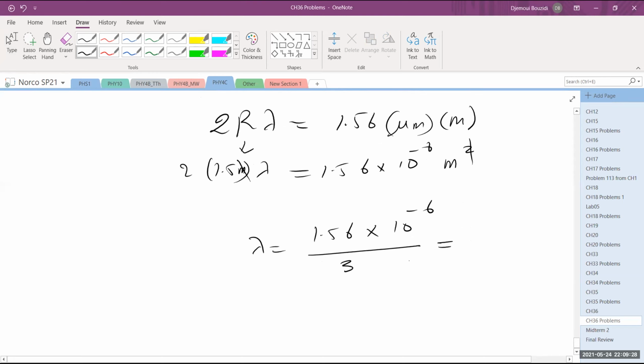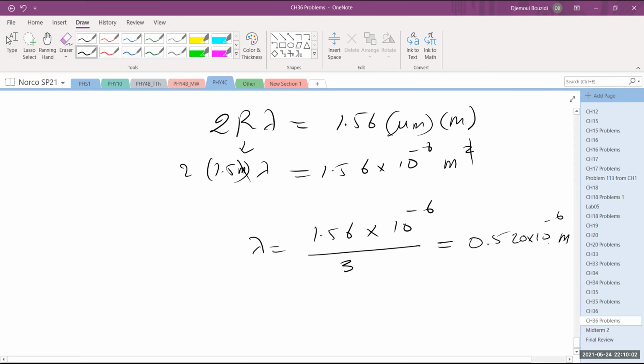If I did the calculation correctly, let me go to Excel. Excel is already in here, so why don't I use Excel to find it. So this is equal to 1.56 divided by 3, which is 0.52 times 10 to the negative 6 meters.